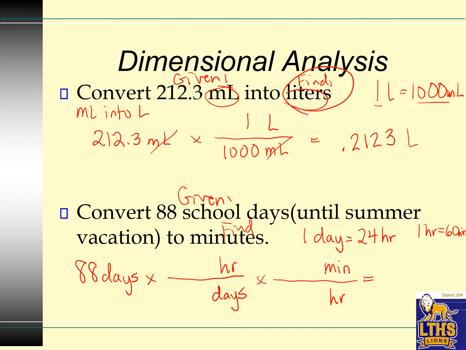Now we have to make these true conversion factors. For every 1 day, there are 24 hours. For every 1 hour, there are 60 minutes. So what we'll end up doing is 88 times 24 times 60, which gives us 126,720 minutes. Look at that. Days cancel days, hours cancel hours because they're in opposite spots. We're left with minutes, and that's a lot of minutes, but it's only 88 days.